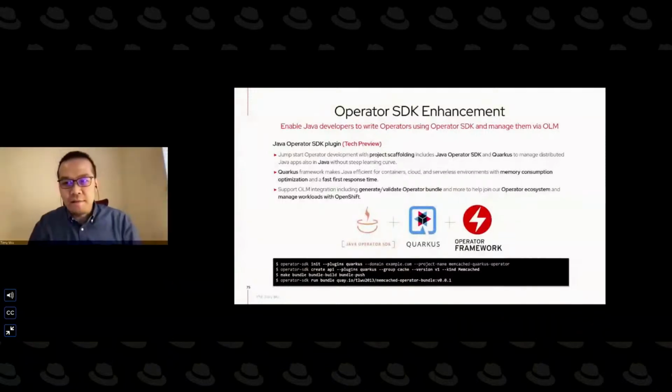So for Operator SDK in 4.11, the most notable feature is the long-awaited Java operator plugin released in Tech Preview. The goal of this plugin is to enable writing operators in Java and easily manage those operators with OLM. This Java plugin helps scaffold an operator project with the Java Operator SDK and the Quarkus framework. So operator authors can not only comfortably develop an operator with all their existing Java tooling and libraries, but also take advantage of Quarkus for its faster load time and optimized memory footprint to create enterprise-grade operators.